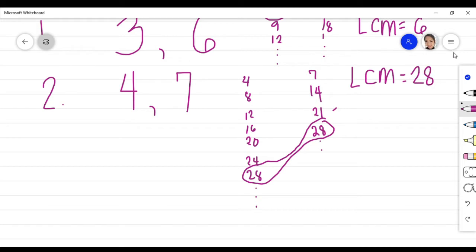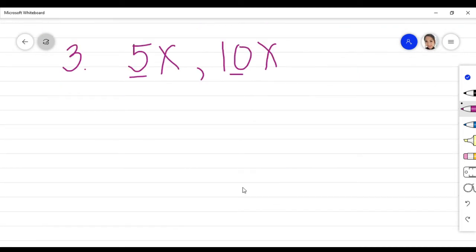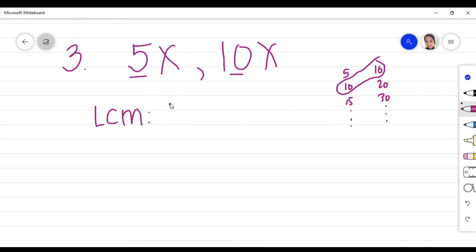28. Next example, we have to find the LCM of 5x and 10x. So notice we have coefficients here, 5 and 10. So let's write the multiples of 5 and 10. We have 5, 10, 15, and so on. For 10, we have 10, 20, 30, and so on. So their LCM should be 10. So for the LCM of 5 and 10, it will be 10.